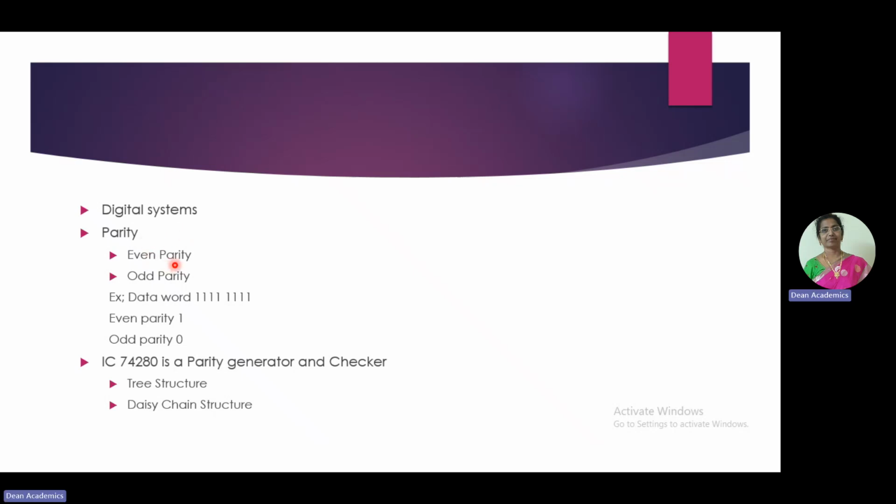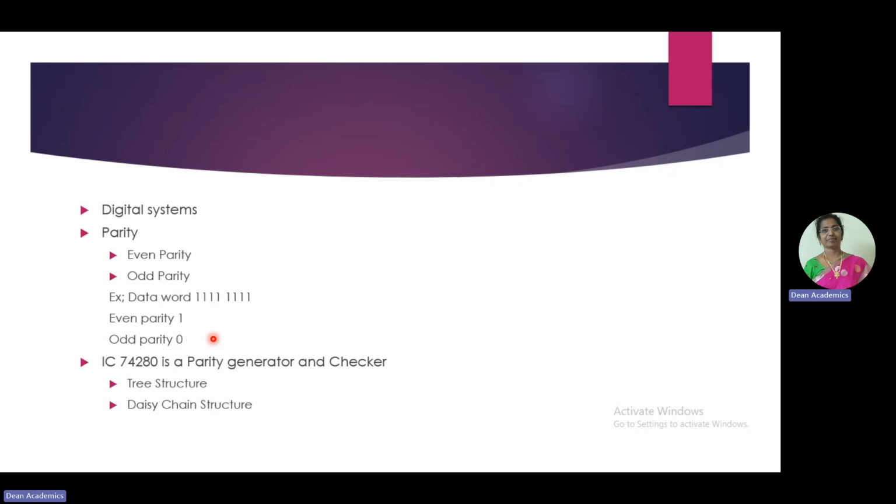There are two types of parity, even parity and odd parity. If you consider an example, a data word, all ones, 1111 1111, here there are 8 ones. Therefore, this data word has even parity 1 and odd parity 0.